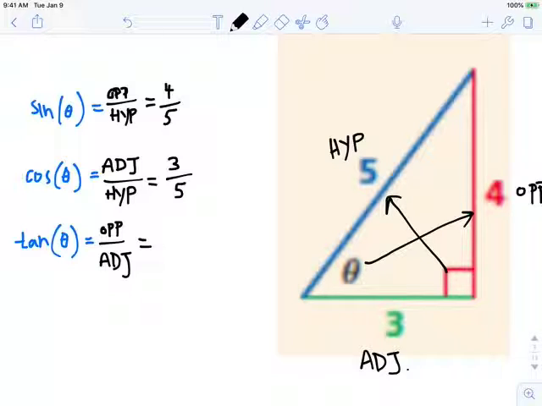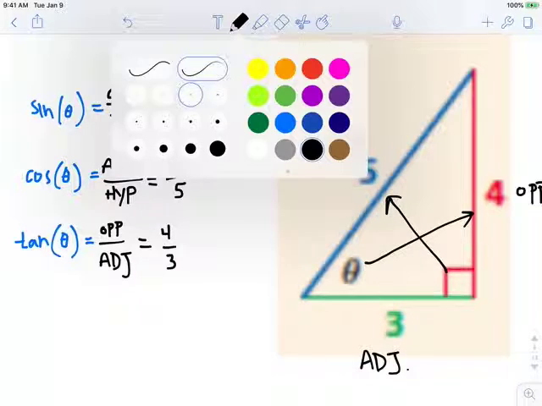And so for this triangle, it would be 4/3. So when you take sine, cosine, tangent, you're just going to get a number back, right? 4/5, that's a number. 3/5, that's a number. 4/3, that's a number. Okay? It's comparing the sides.